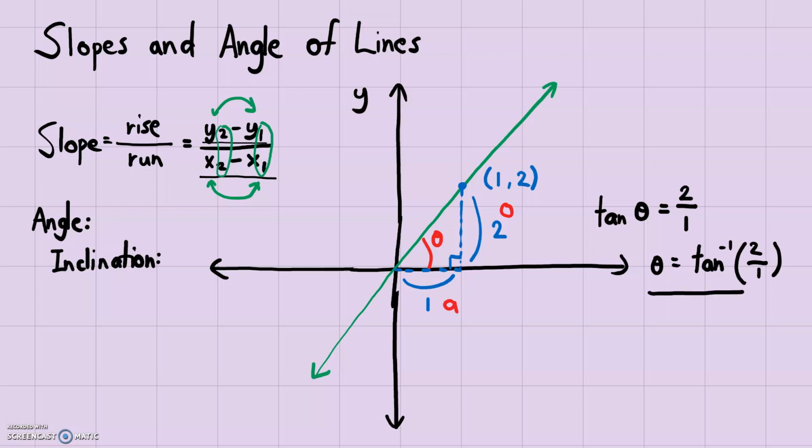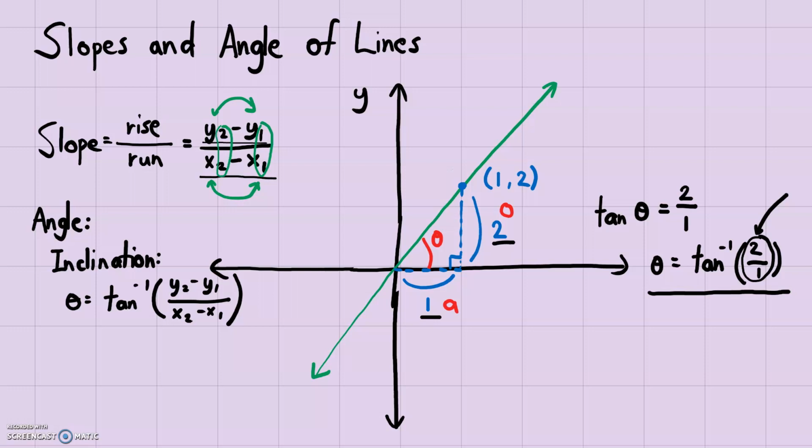Okay, but to generalize this situation, notice that 2 over 1 right here, that is rise over run. Rise was 2, run was 1. So in fact, this value right here is the slope of the line. That's the rise over the run. So the general formula for the inclination angle would be, you'll be finding the arctan of the slope, which is y2 minus y1 over x2 minus x1.